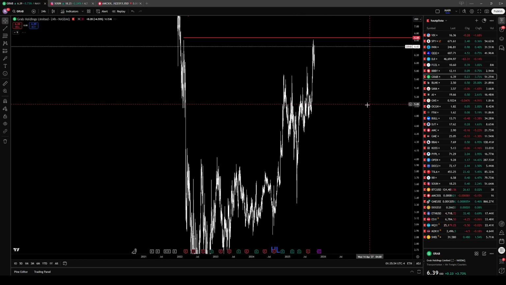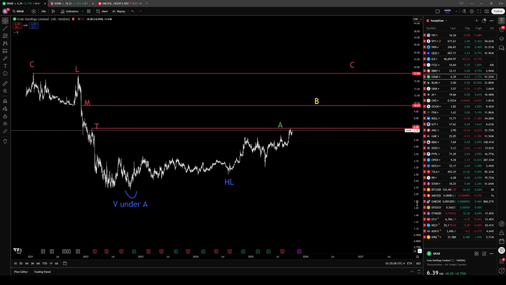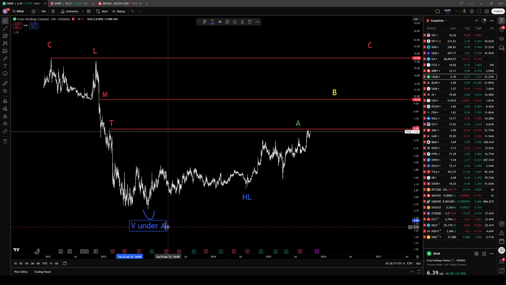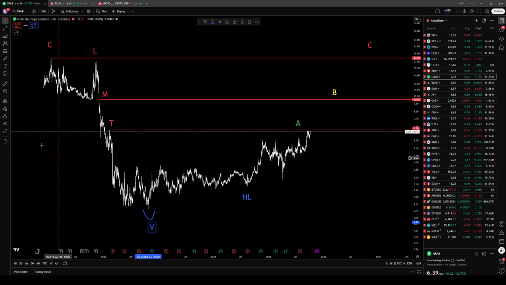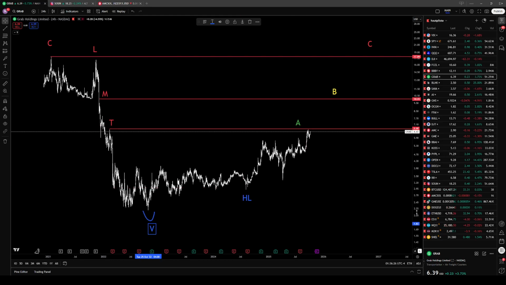Okay, next one is Grab. Compared to yesterday, nothing really changed. I mean, you're at the peak, lower high, midpoint, which you can't really measure because you don't have a B, but it is somewhere in here. Your T is fixed. Your V under A, which, okay, let's say it's a V because you don't have an A, because here is nothing. You're high or low, and you already did your A peak.